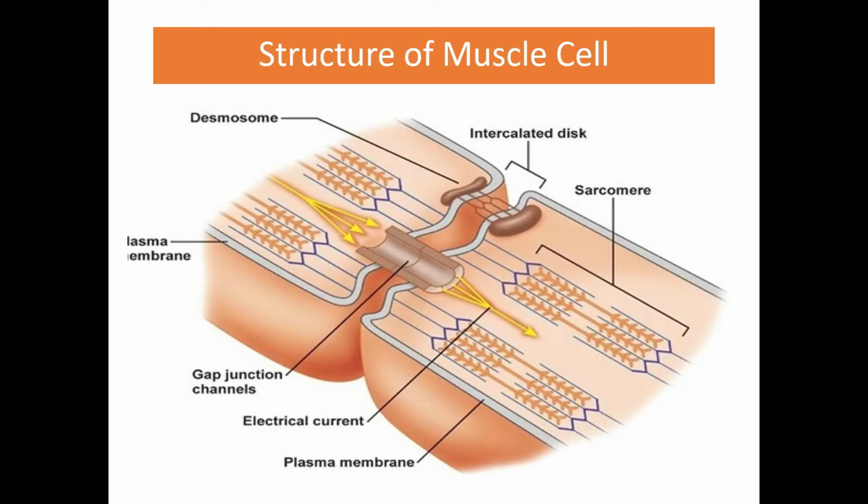Now have a look at the structure of the cardiac muscles or the myocytes. Basically, these are striated muscles like skeletal muscles, and the other parts are similar: actin protein, myosin proteins, the sarcolemma and the T tubules are all similar. But there is a special characteristic in the structure of cardiac muscle, which is the presence of desmosomes.